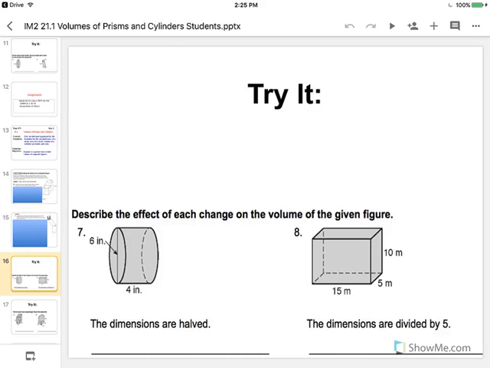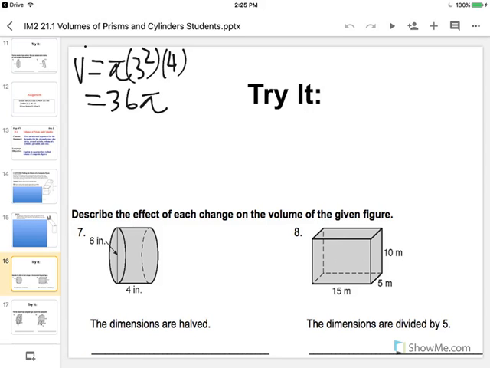Let's go on to these. They say to describe the effect of each change on the volume for the given figure. For number 7, we have the original volume. The diameter is 6, so the radius is 3. The volume is pi times 3 squared times 4. This will give us 36 pi inches cubed. Then they want the dimensions to be halved.